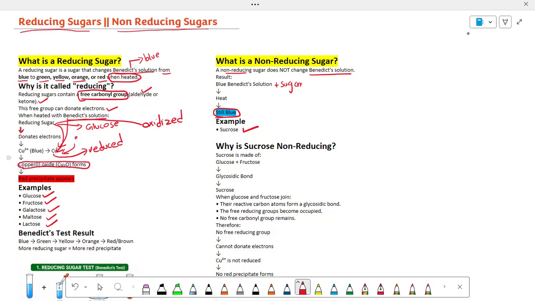When it reduces the copper, the color changes. Blue Benedict's solution changes from blue to red. So it means the glucose is a reducing sugar. If it doesn't change, like when sucrose is heated with the Benedict's solution, it doesn't change its color and it's still blue. It means it is a non-reducing sugar.